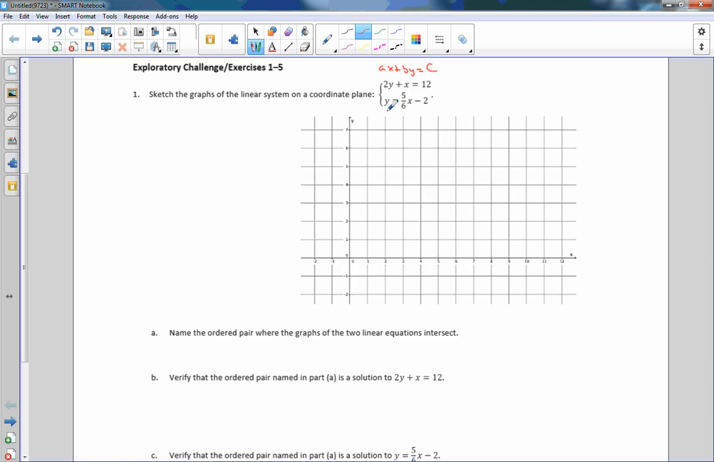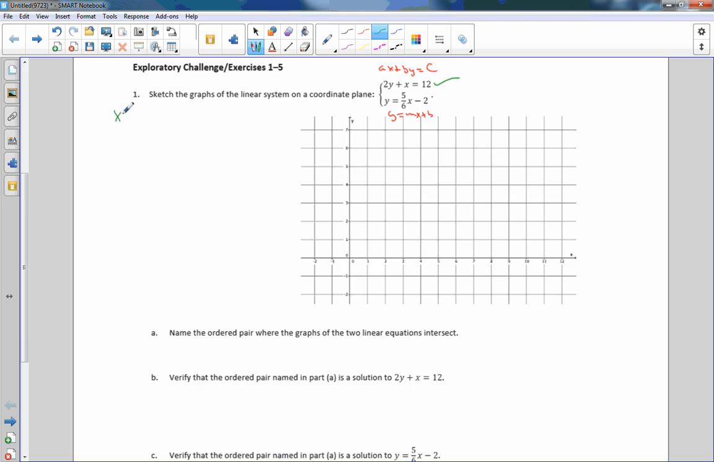This is in the form y equals mx plus b, which is slope-intercept form. It is much easier to graph a standard form equation using intercepts, and it's much easier to graph a slope-intercept form using the y-intercept and the slope. So we're going to do this two different ways. This one here I'm going to do with intercepts.